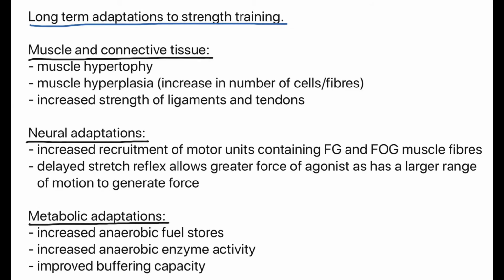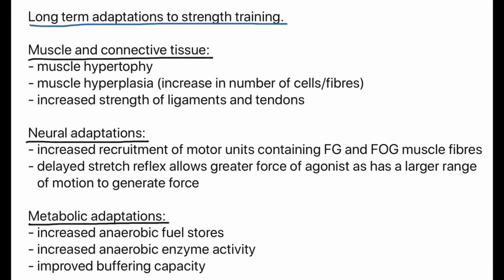So let's quickly look at the long-term adaptations to strength training. There is muscular and connective tissue adaptations, neural adaptations, and metabolic adaptations. So the muscular ones is you get muscular hypertrophy, so an increase in size, muscular hyperplasia, which is an increase in the number of muscle fibers, and increased strength of ligaments and tendons, which reduce the chance of injuries. The neural adaptations are increased recruitment of the motor units containing the fast glycolytic and fast oxidative glycolytic muscle fibers, which, as we know, allow for greater force contraction, so increase your maximal strength.